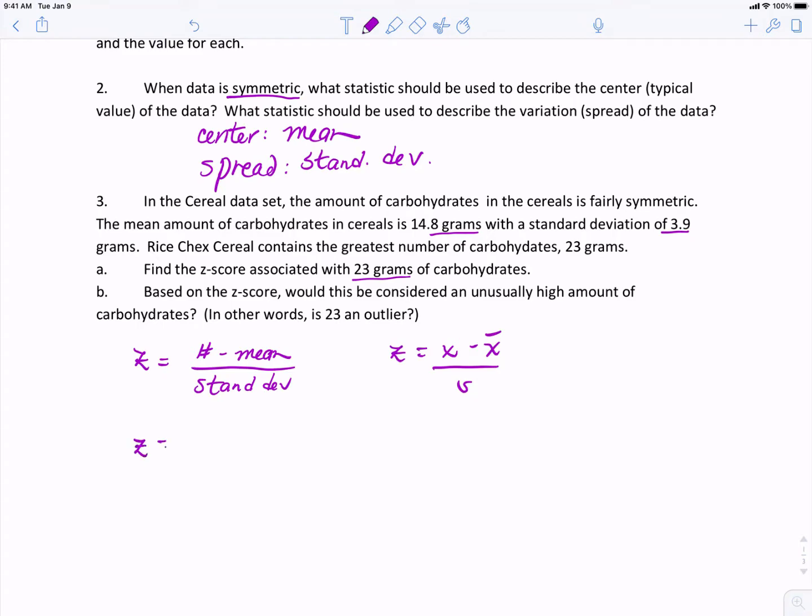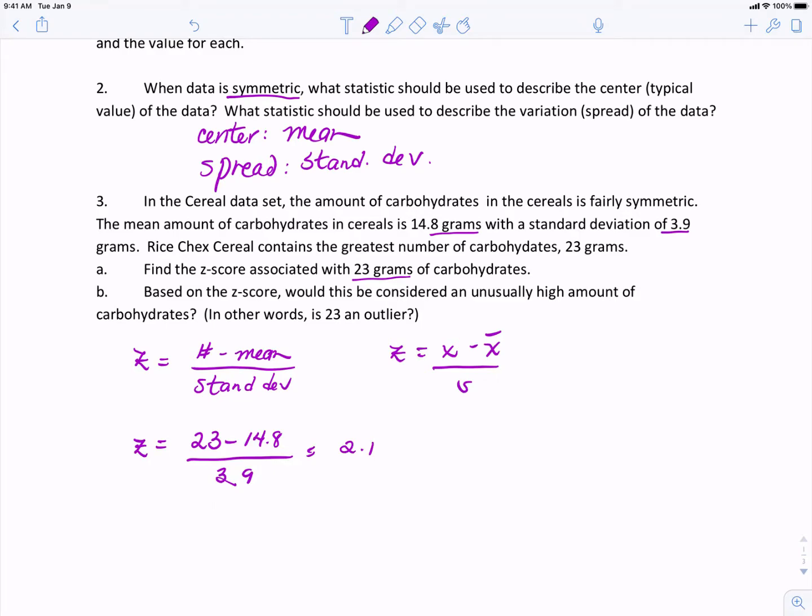So let's go ahead and do that. So our number is 23. We're going to subtract the mean, which is 14.8, and then we're going to divide it by the standard deviation, which is 3.9. So let me grab a calculator and do this for us. 23 minus 14.8 equals, and then we're going to divide it by 3.9. We get a z-score of, oops, I did that wrong. Let me try that again. You have to always check that you're entering the right numbers in your calculator, so that's better. Divide it by 3.9. All right, so we get a z-score of 2.1.